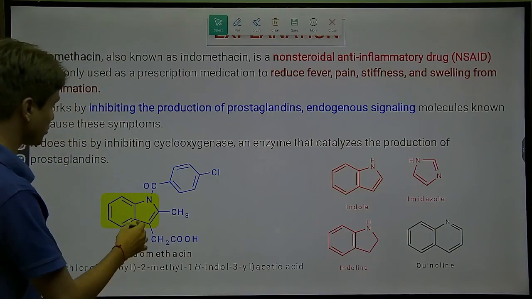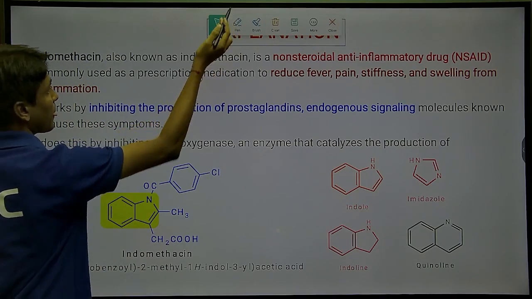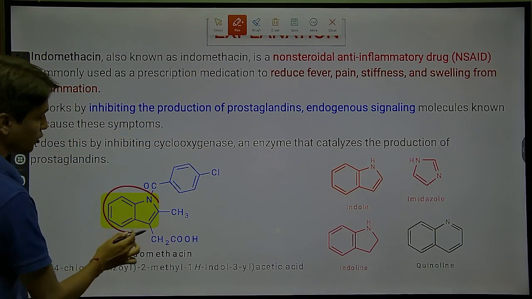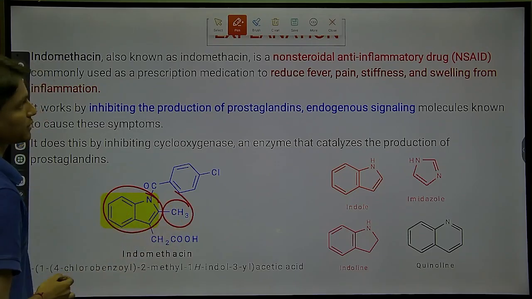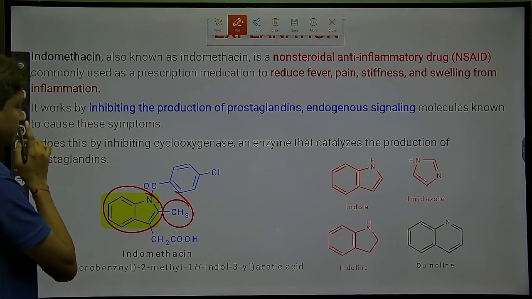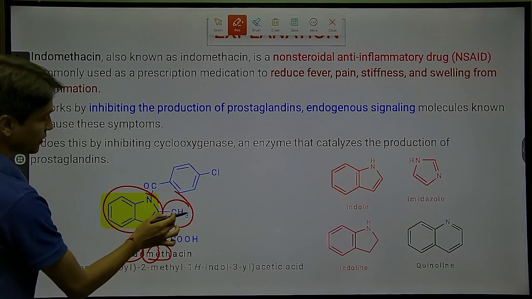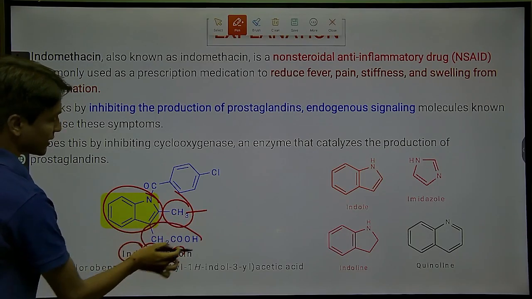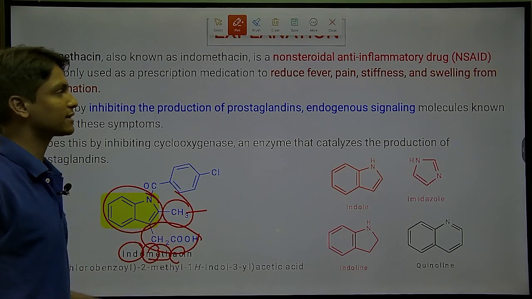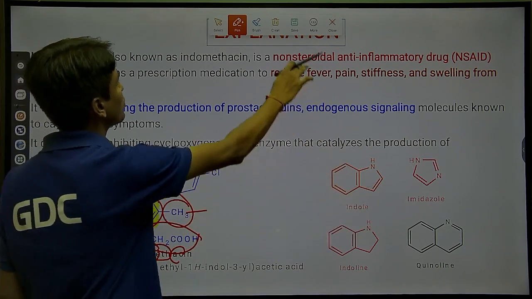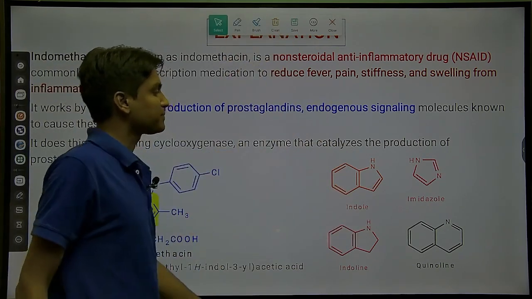If you are observing the indomethacin, the indole moiety is there, methyl group is there, correct? Where is that name? See, indo. Next, methyl group is there. AC is nothing but acetic acid. Acetic acid might be there in the indomethacin structure.